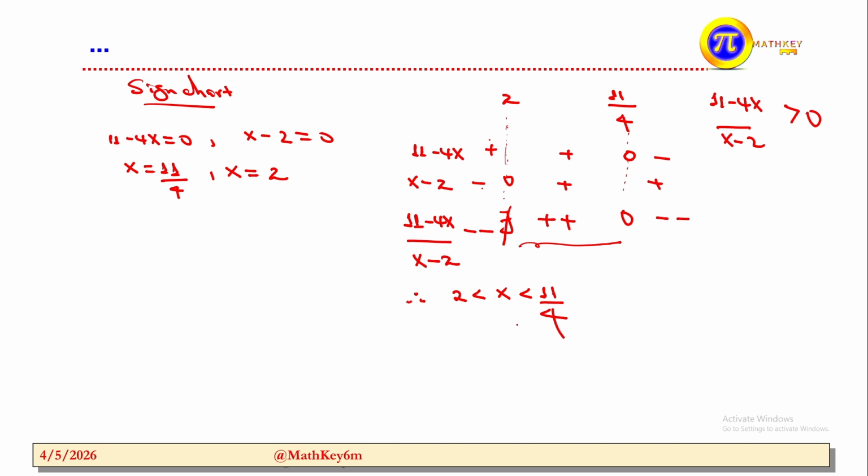The value of x is this one. Or if you want to put it in interval form, here is the open interval 2 to 11 over 4. We can say this. Or if you want, you can say that x is an element of the real numbers such that 2 is less than x less than 11 over 4. We can say any that you want.